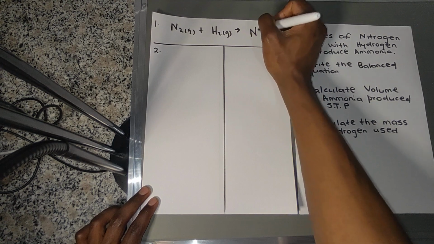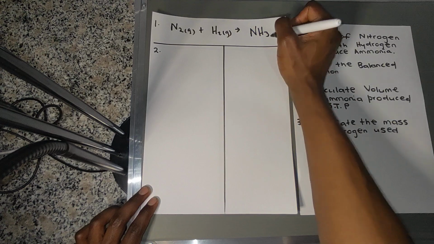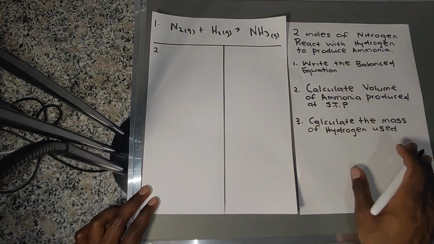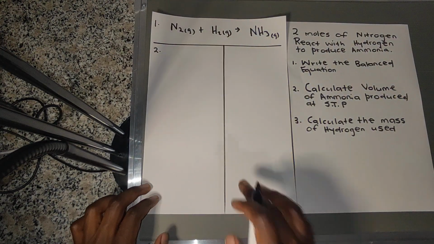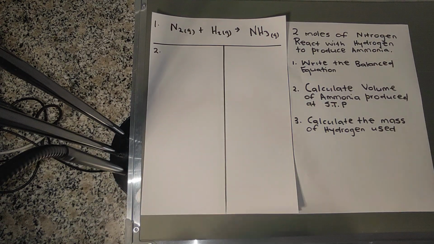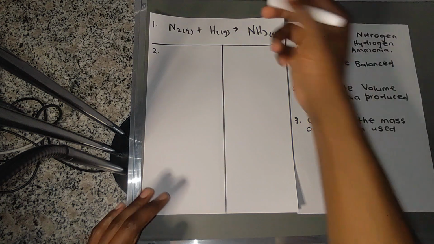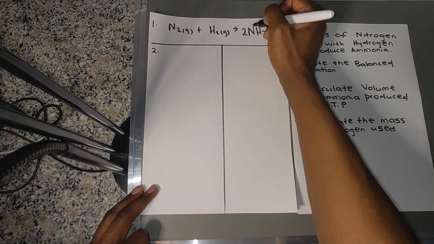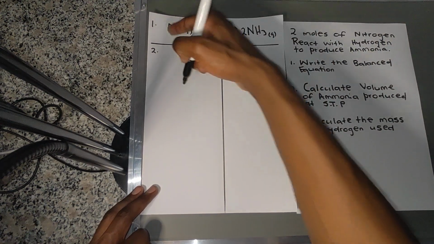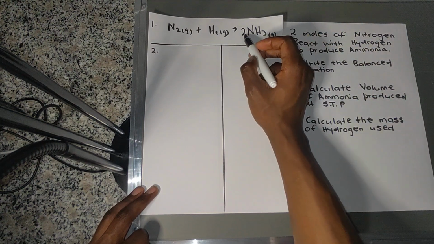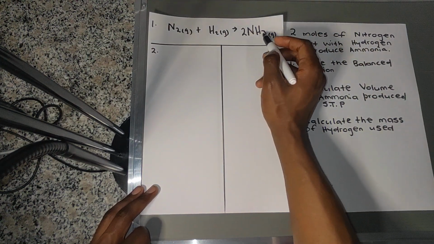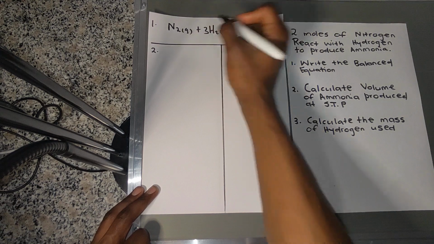So now NH3 is also a gas. Now we need to balance this chemical equation. So we have 2 nitrogen atoms on one side and 1 on the other, so you can see that we need to multiply this by 2. Now we have 2 nitrogens, they are fine, but the hydrogens are now 6 on this side, so we've got to multiply by 6 on this side as well.